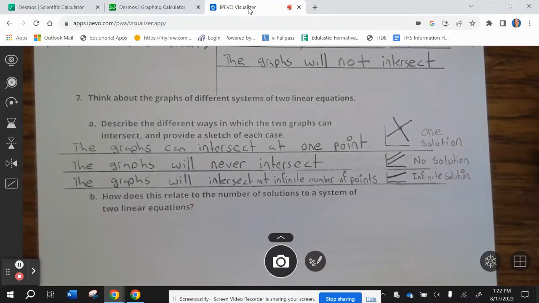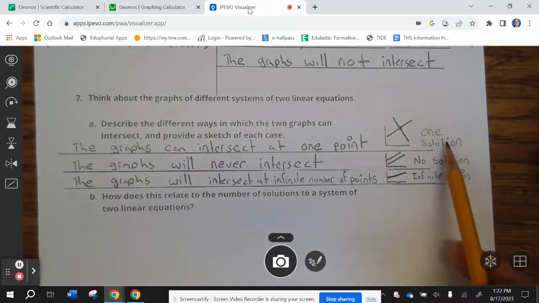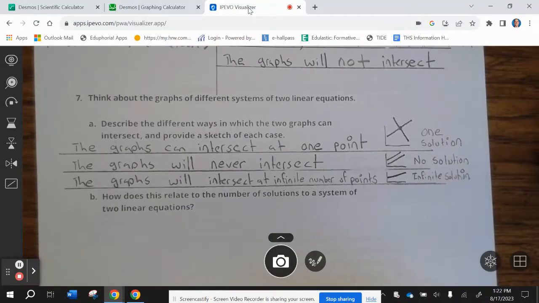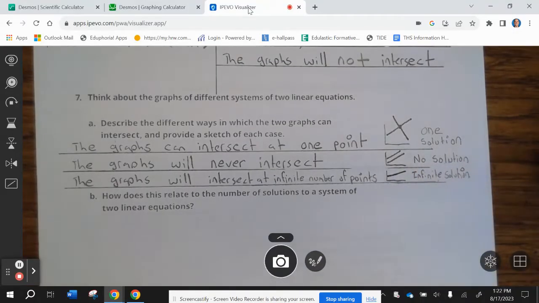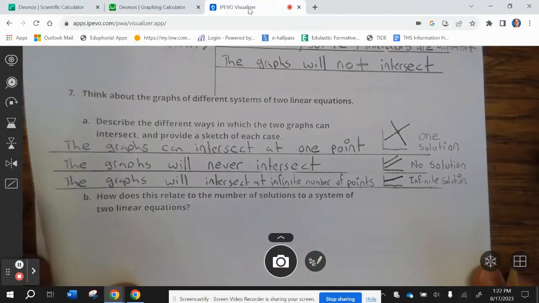Okay. All right, let's take a look at number 7. Describe the different ways in which the two graphs can intersect and provide a sketch of each graph. The graphs can intersect at one point, which is one solution. The graphs will never intersect, which is no solution. The graphs will intersect at an infinite number of points, which is infinite solutions. How does this relate to the number of solutions to the system of two linear equations? Intersect once, one solution. Do not intersect, no solution. Intersect infinitely, infinite solutions. All right, let's take a look at the next page.